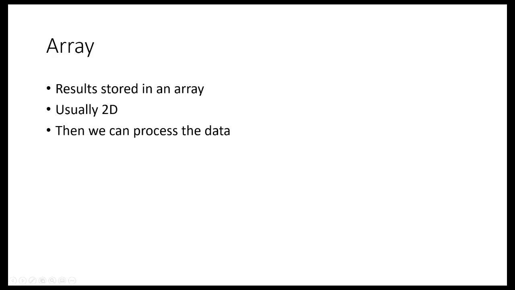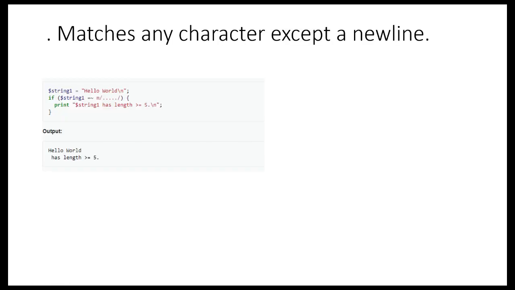We usually store our regular expression results in a two-dimensional array. So whatever our result is, we can process the data from that array just like we can with any other array. We can use a for each loop, for example. When you run your expression, test it out, and look at the structure of the array. That's going to show you the kind of data structure that you're going to end up with, and then you can process it further.